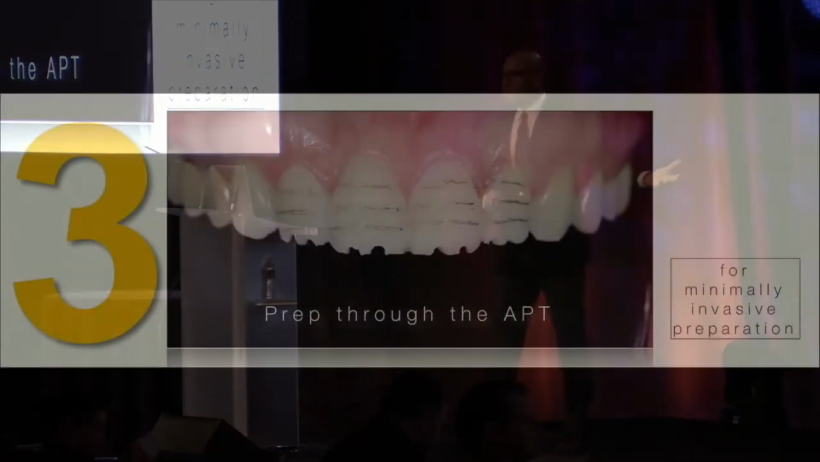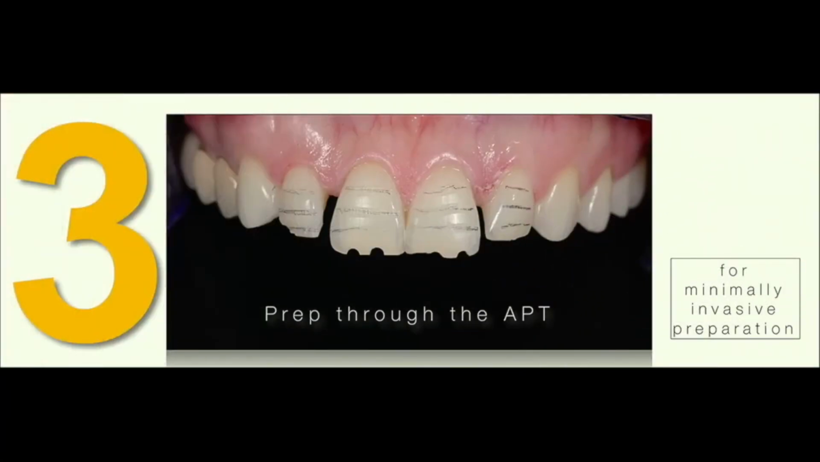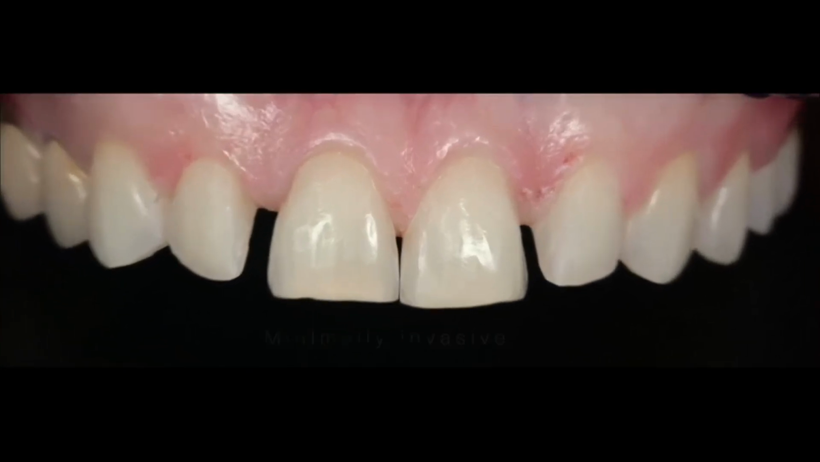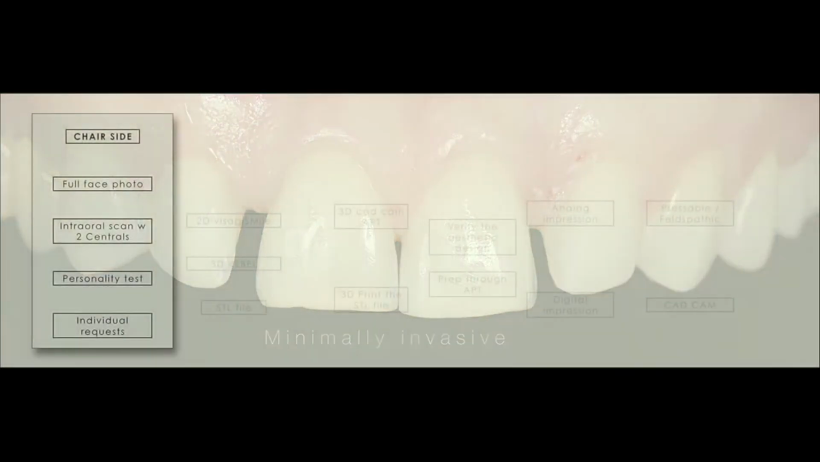Brings me to my third step, prep through the APT for minimally invasive approach. As you can see, I'm fully on enamel, almost no preparation. And this is what I call minimally invasive. So what did we do with this last concept? In the chair side, we made a full face photo. This is as simple as that. And then we made the intraoral scan of the two centrals, just a simple mock-up. We made a personality test, which is guiding you step by step in the software. And we got the individual request, whatever you want to add.